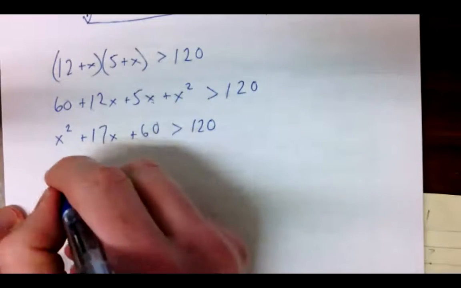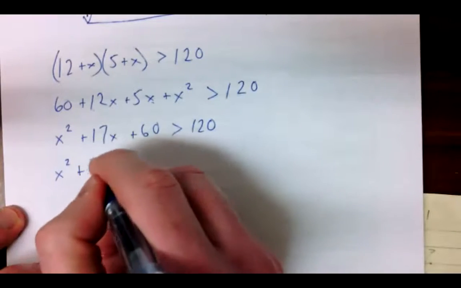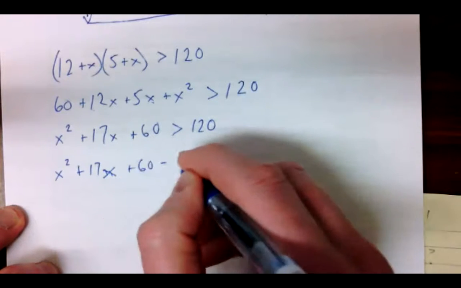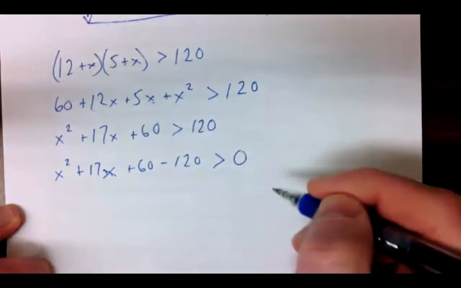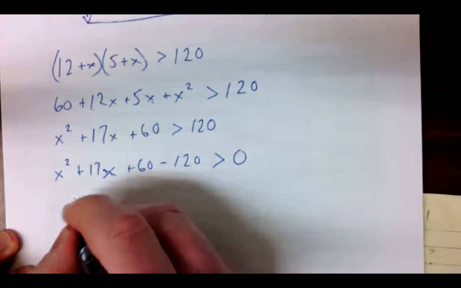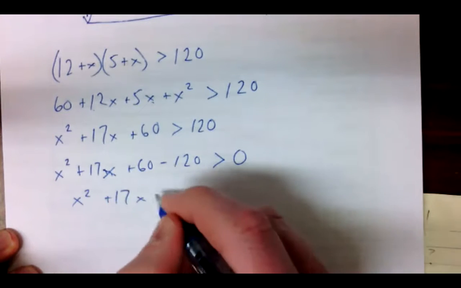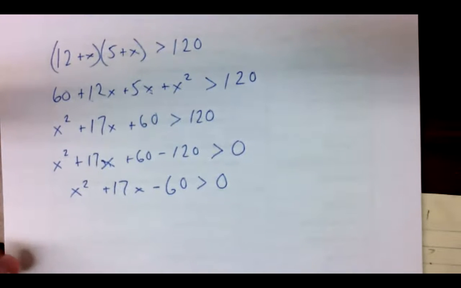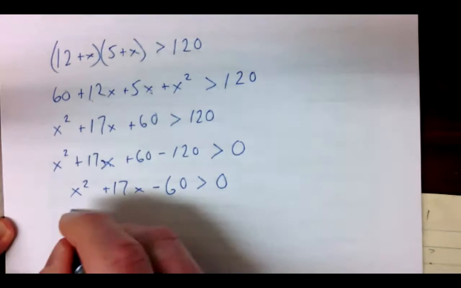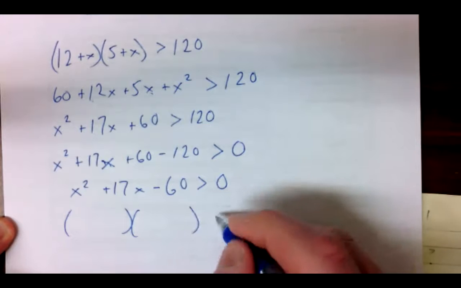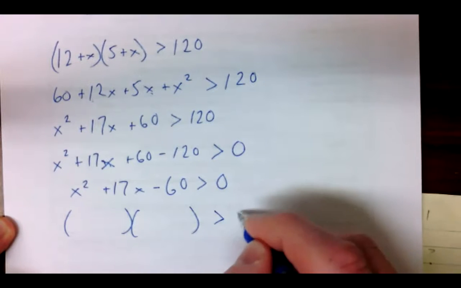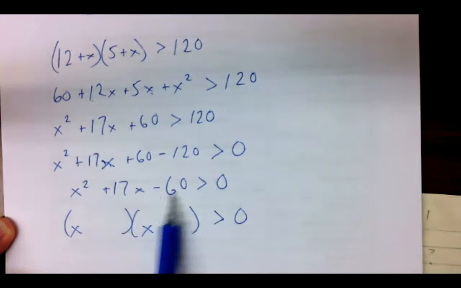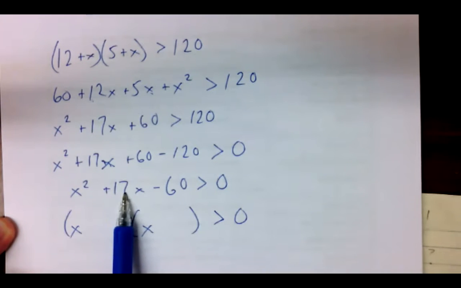Bring that 120 over, subtract 120 from both sides. x squared plus 17x plus 60 minus 120 is greater than 0. Simplify: x squared plus 17x minus 60 greater than 0. So now we factor, solve for x. Greater than 0, so it's x and x. So we need two numbers that multiply to get negative 60, but add to positive 17.